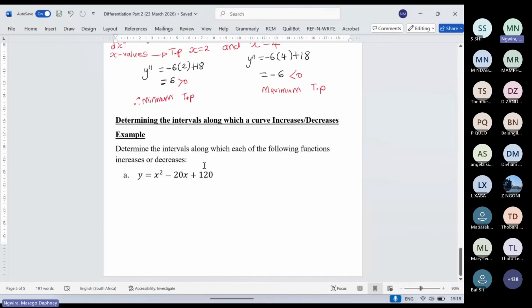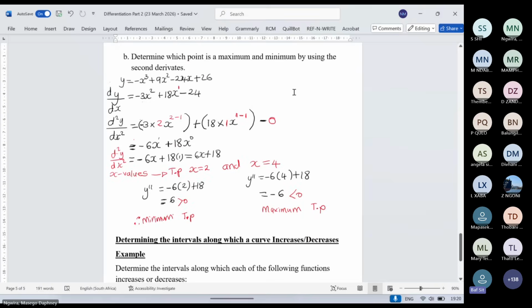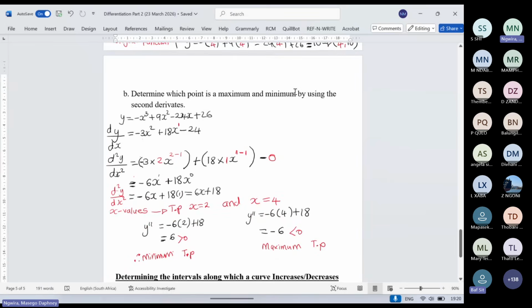Now we are determining intervals along which a curve increases or decreases. Can I disrupt? Can we go back to the previous? I think I'm in a sticky situation here because the equation that I was working with is x squared minus 6x plus 8, instead of 3x squared plus 18x minus 24.